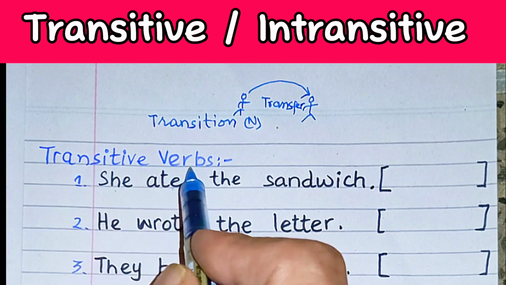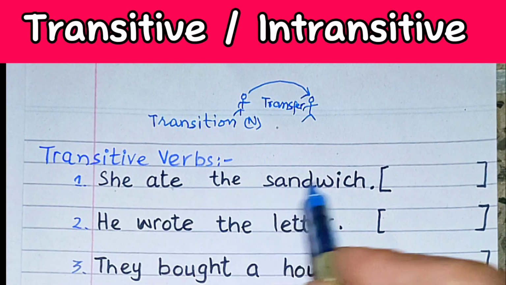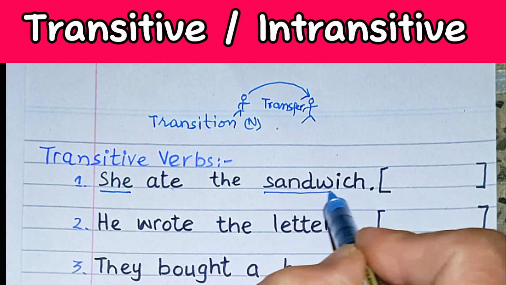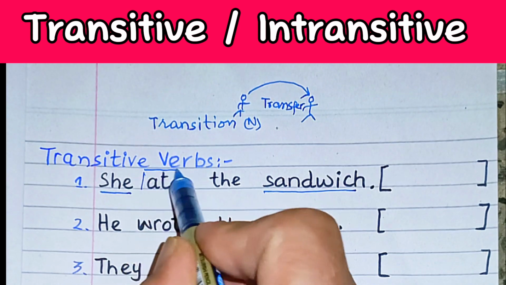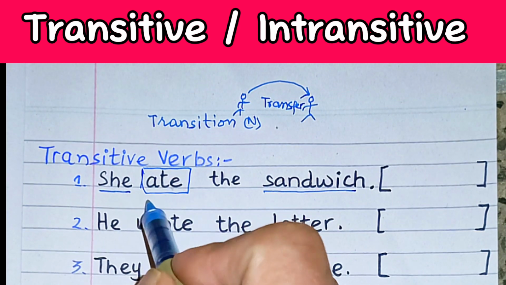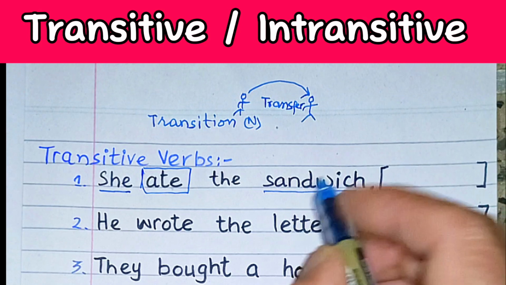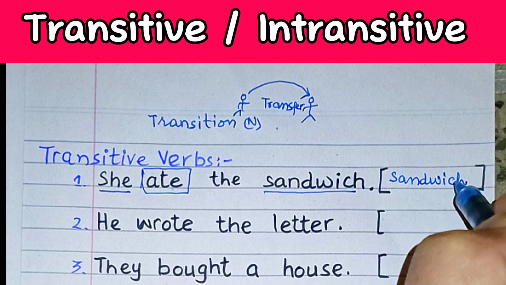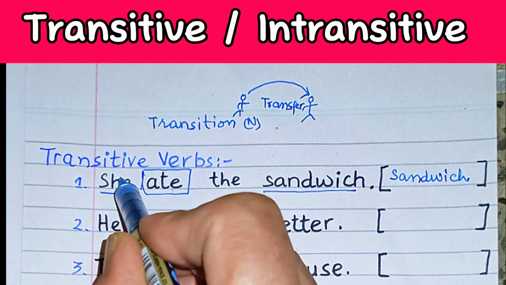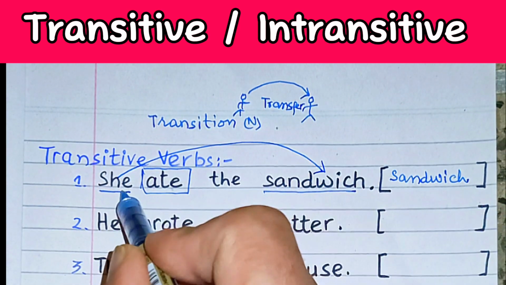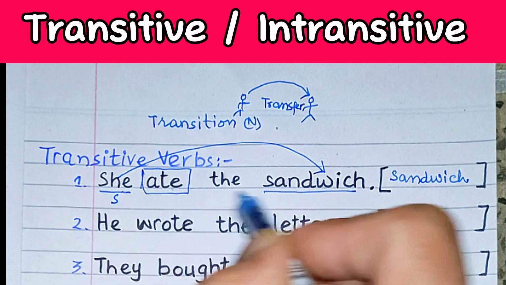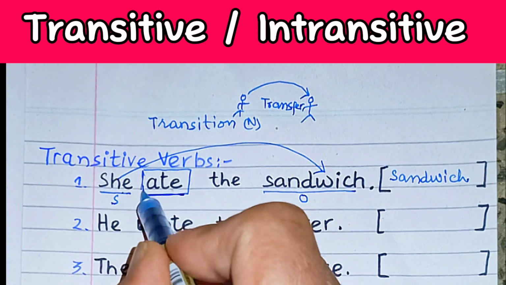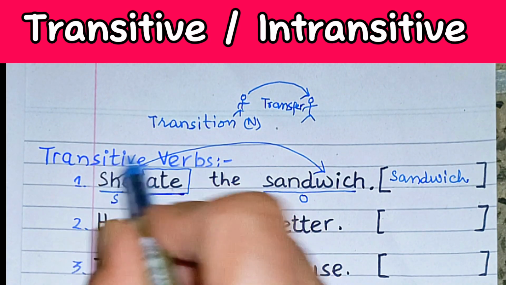Now look at transitive verbs. Number one, she ate the sandwich. Over here we can see that she is the subject and sandwich is the object. Now this verb ate is going to be rated as transitive. Why? Because it has got an object, that is sandwich. So the action is getting transferred from subject to object with the help of this verb, that is ate. So ate is going to be called a transitive verb.